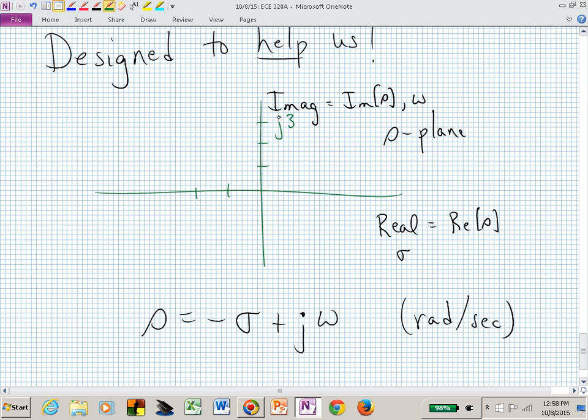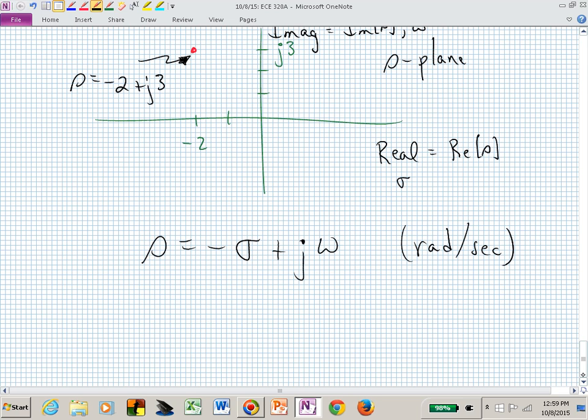Let's now look at a particular point. Suppose we go up here to omega equal to 3 and sigma of minus 2. Now we would have a point right there. This would be then s equal to minus 2 plus j3, if my arrow pointed to that spot. And let's now see what that s gets us.